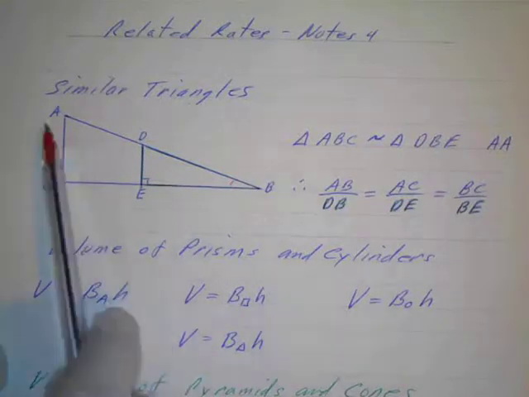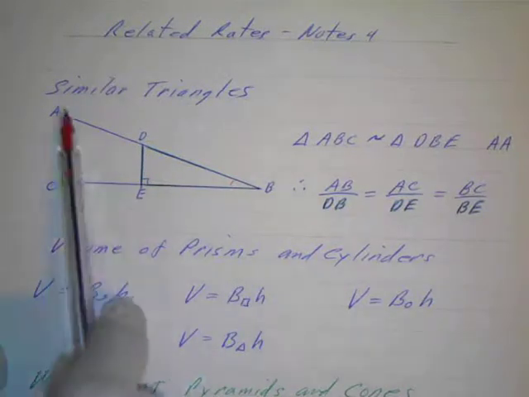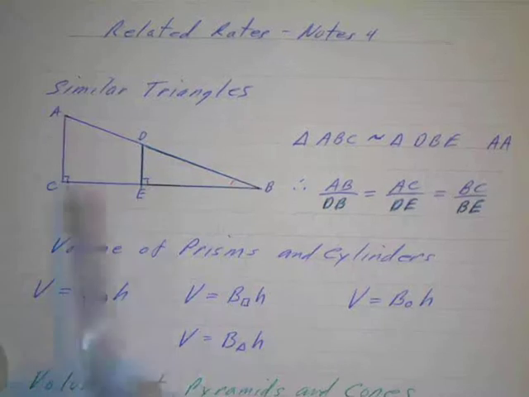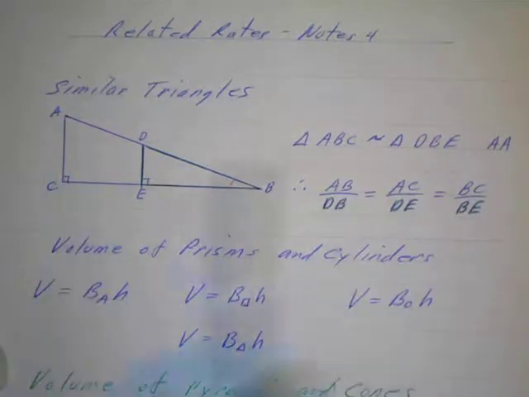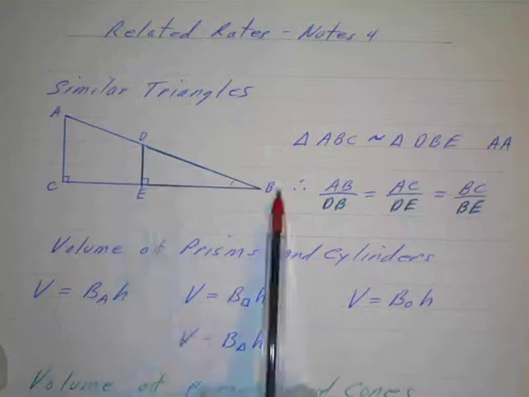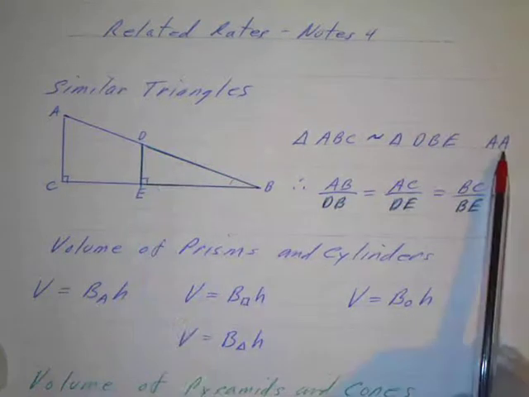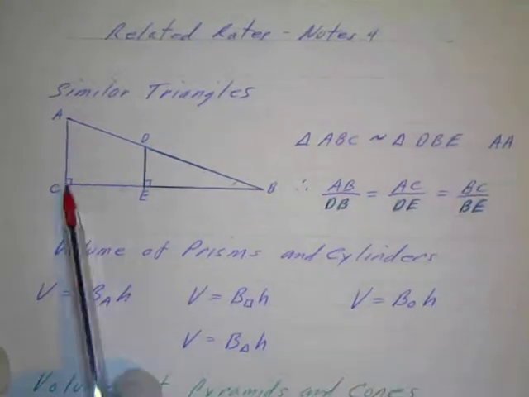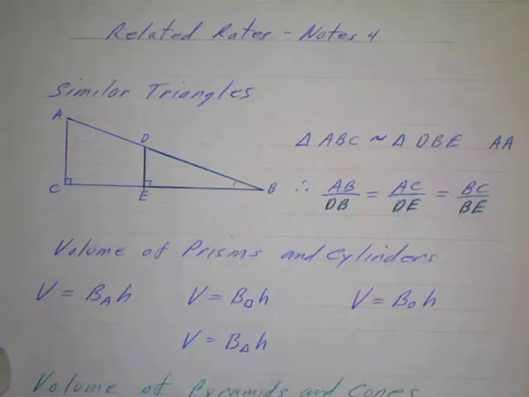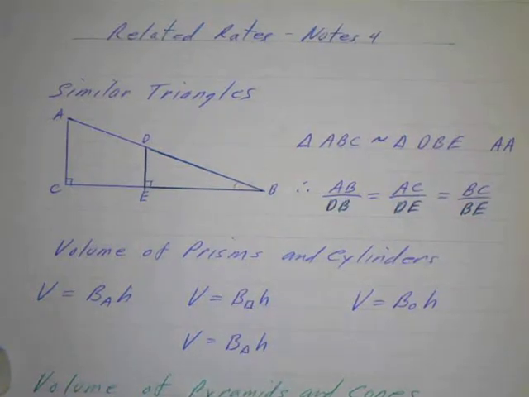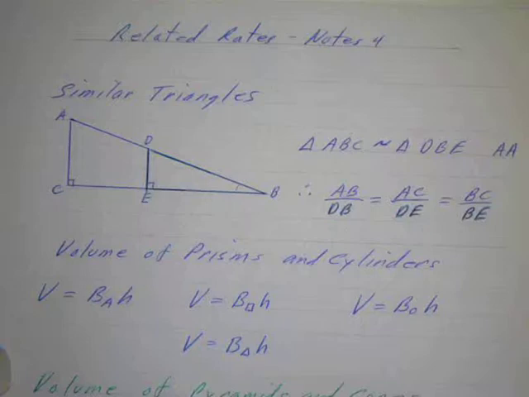And remember, if we have a situation like this, where we have an altitude here, this big triangle, ABC, is similar to the smaller triangle, DBE, by angle similarity. In other words, they both have a right angle and they both share angle B, so they're similar by angle. And if they're similar, we know the ratio of the corresponding sides is the same.